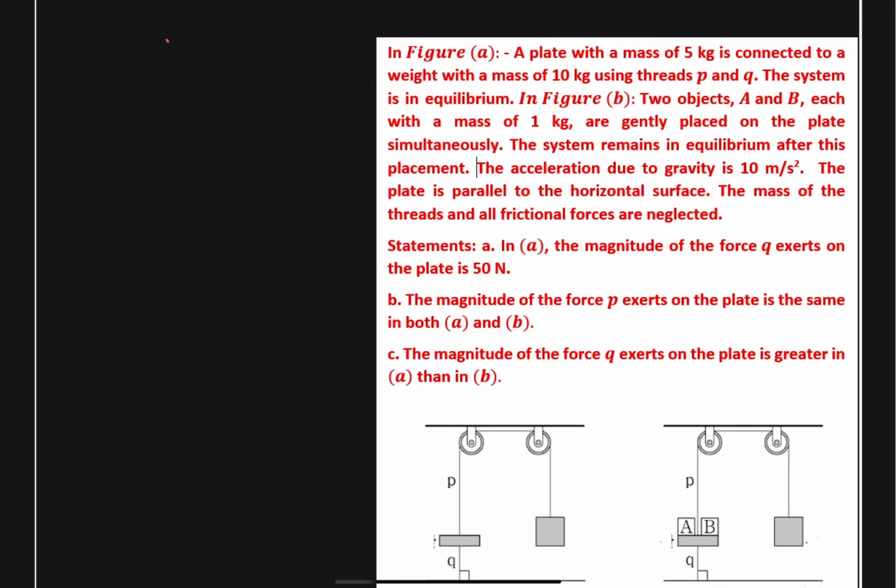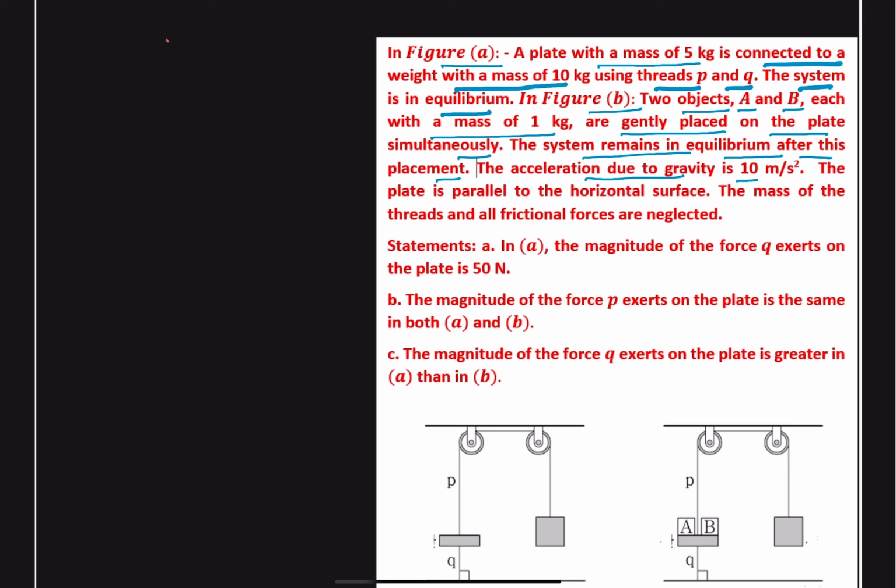In figure A, a plate of mass 5 kg is connected to a weight with a mass of 10 kg using threads P and Q. The system is in equilibrium. In figure B, two objects A and B, each with a mass of 1 kg, are gently placed on the plate simultaneously. The system remains in equilibrium after this placement.